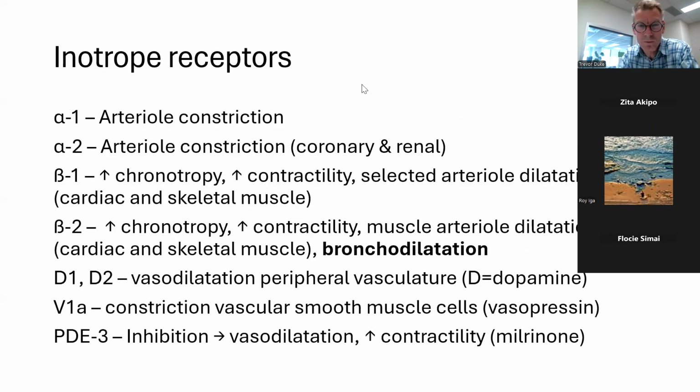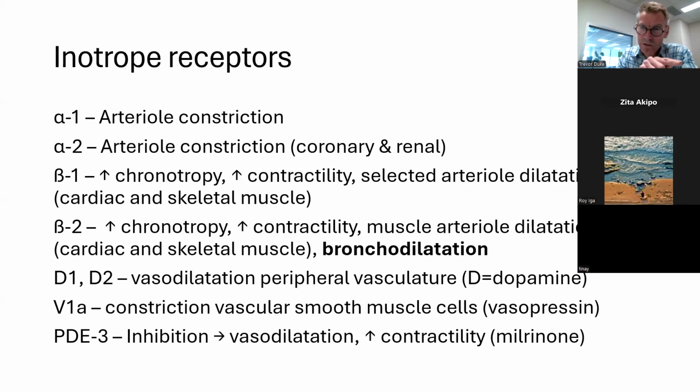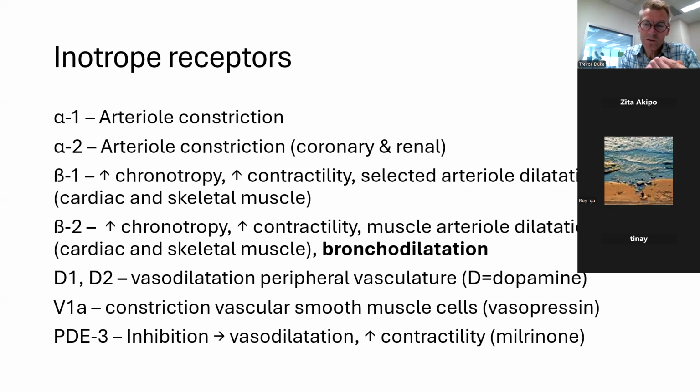Now, this is a little complex, and I'm only going to go through it in brief, but there are various receptors in the body, in the blood vessels, for inotropes. If you think about the different inotrope receptors, then you can understand what different inotropes do. Again, you don't need to know this in great detail, but stimulation of the alpha 1 receptors leads to arterial constriction, essentially vasoconstriction. Stimulation of the alpha 2 receptors leads to arterial constriction, especially of the coronary and the renal vessels.